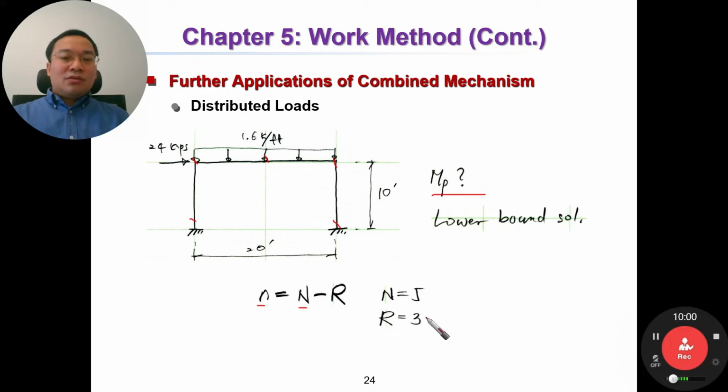R equal to 3. Okay, the number of redundancies, or the degree of redundancy. r equal to 3 and n equal to 2. With this frame, we already know it means we have two independent mechanisms. Okay, two independent mechanisms.